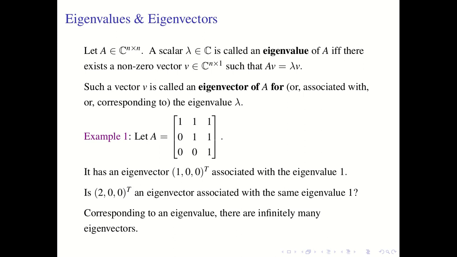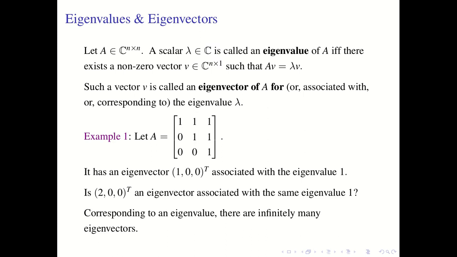A scalar lambda in C is called an eigenvalue of A if there exists a non-zero vector V in C n cross 1 such that AV is equal to lambda times V. Such a vector V is called an eigenvector of A corresponding to the eigenvalue lambda.